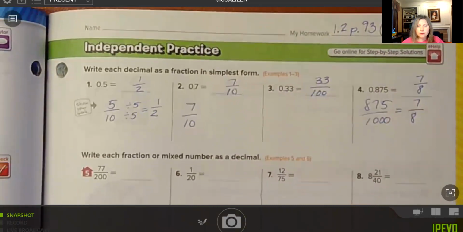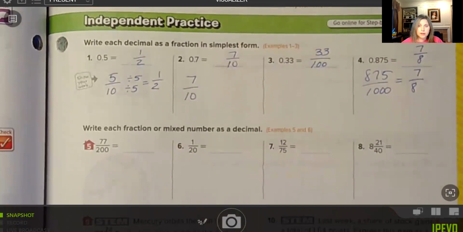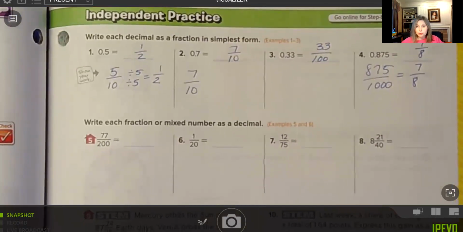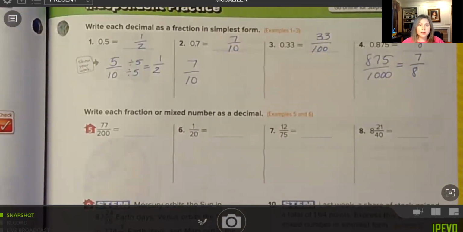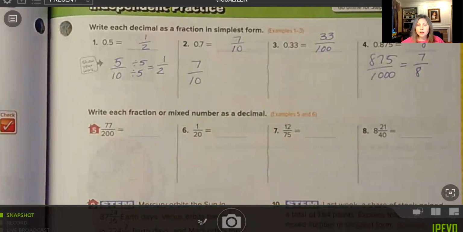Numbers 5 through 8 ask us to write each fraction or mixed number as a decimal. And so remember, our decimals are place values of 10. So tenths, hundredths, thousandths, ten-thousandths, hundred-thousandths. So we want to scale all of these denominators up or down so that they are a factor of 10.